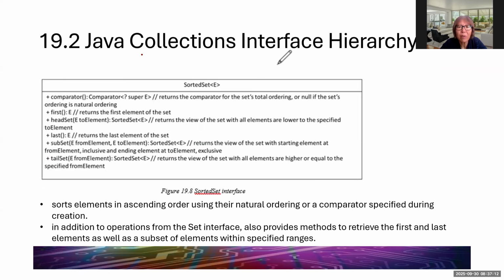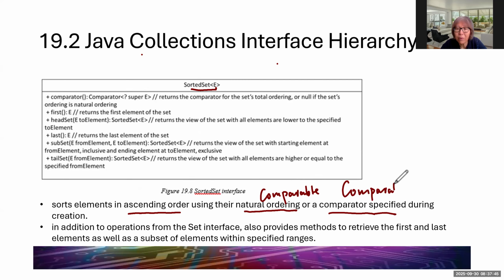So that's that. Then it's the sub-interface, direct sub-interface SortedSet. Sorted is based on the name. We know that it allows ordering. So the basic is it allows ascending order, and this is based on either natural ordering, using the Comparable interface, or a comparator specified. So you can customize with the Comparator interface.